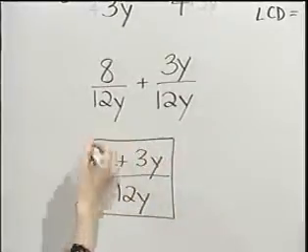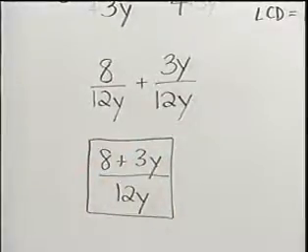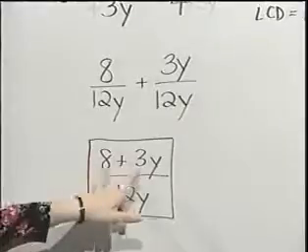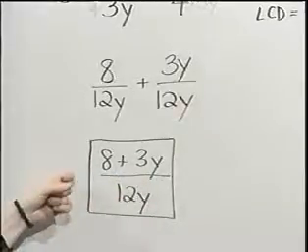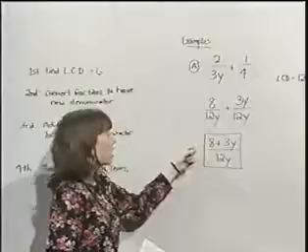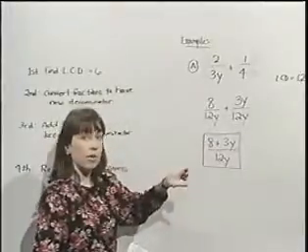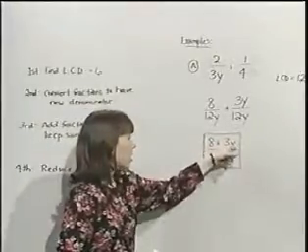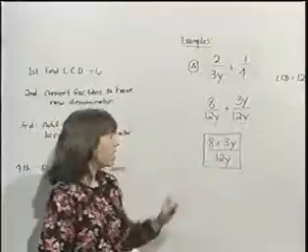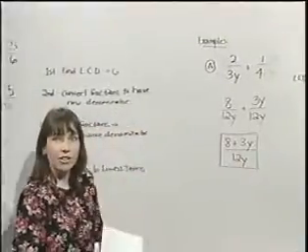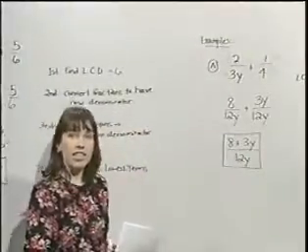Now some people might like to put the 3y in front of the 8, but either way this is fine and an acceptable answer. You want to make sure that you don't combine the 8 and the 3y because they're not like terms. This has a variable and this doesn't, so you've got to stop right there, as weird as it may look to you. All right, let's look at example B then.